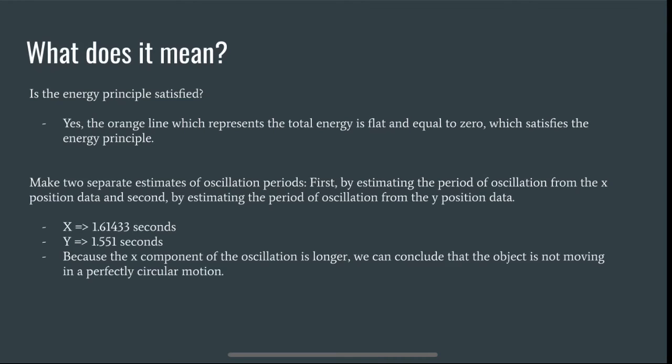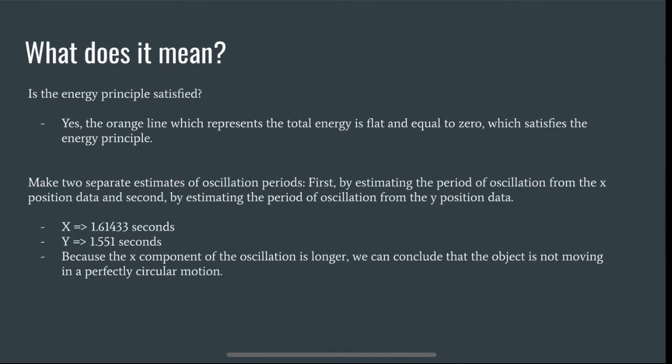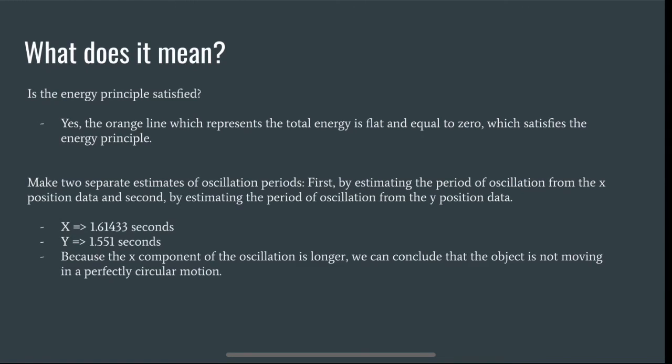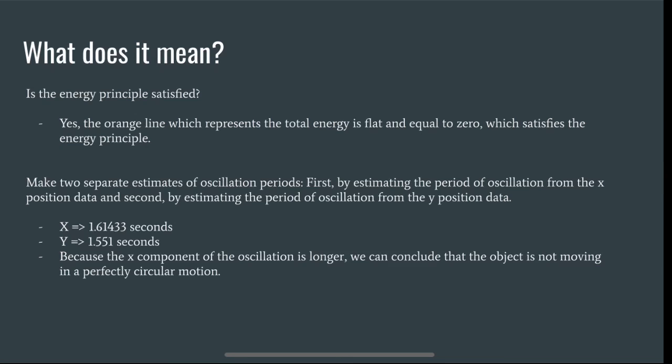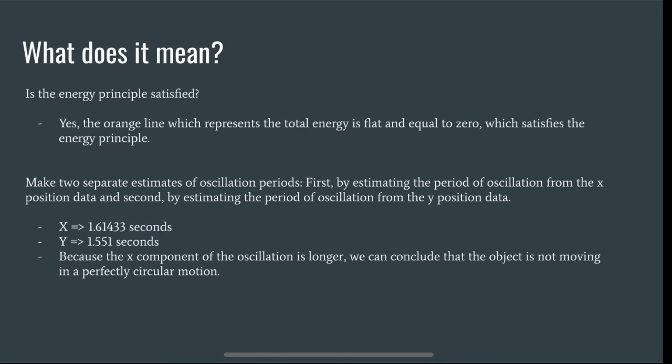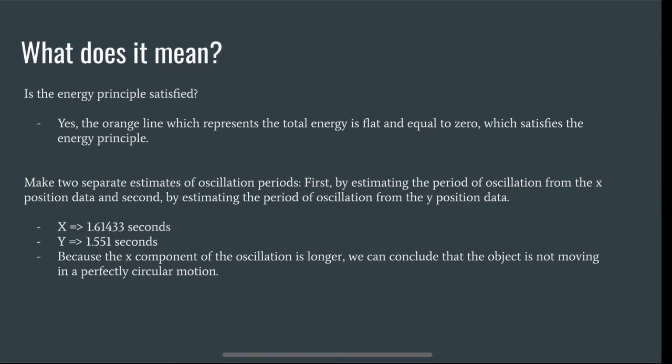Although the period for oscillation for X and Y weren't too far apart, they were calculated differently. The X period of oscillation was based on the spring moving left to right, while the Y period of oscillation was based on the spring moving up and down. But also, because the X component of the oscillation is longer, we can conclude that the object is not moving in a perfectly circular motion.